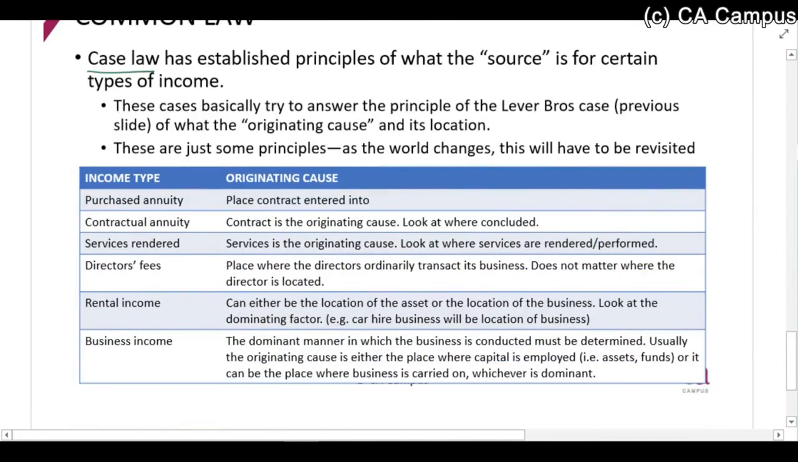There has been other case law also that has given us other principles of what the source is for the common law.